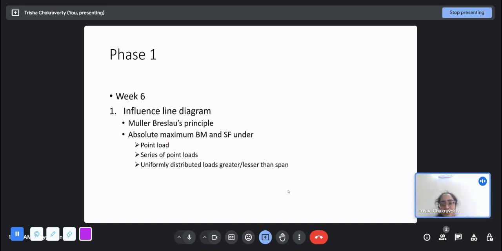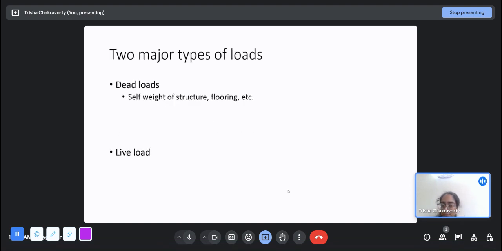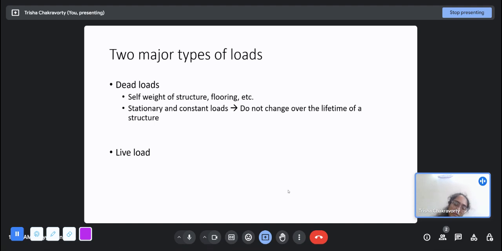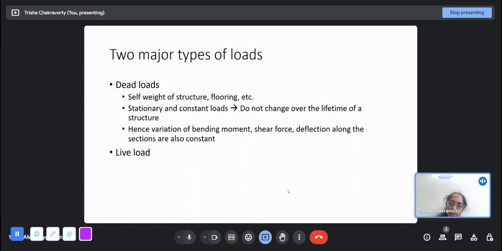Then the last part of phase one, week six, is where we look at influence line diagrams. There are two major kinds of loads. There are earthquake and wind and other kinds of loads, but two kinds that we are always expected to find on a structure. Dead loads, for example the self weight of the structure, flooring, etc., are stationary and constant loads. They do not change over the lifetime of a structure. Once you make a building, its self weight is constant. The flooring, the marble or tiles, are constant. So the variation of bending moment, shear force and deflection along the sections is also constant. It is fixed for its lifetime.